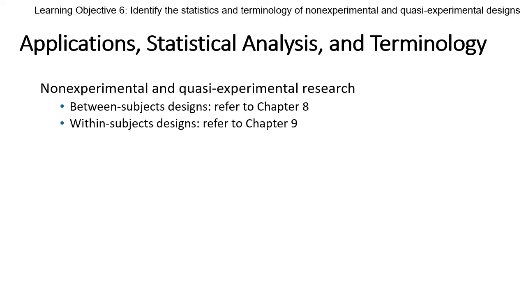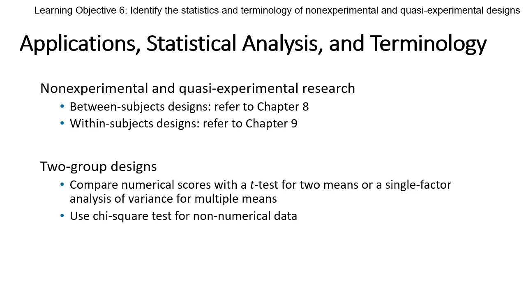but we use the same stats and the same terminology for this that we would for that. If we've got two group designs, we typically do t-tests for means. We can do single factor ANOVA, analysis of variance. If we've got non-numerical data, if we've got nominal data, we can use chi-square tests. It's pretty standard in the tests that we do there.